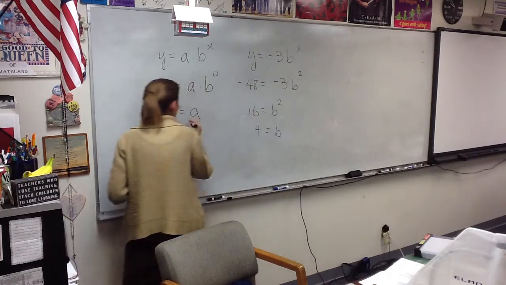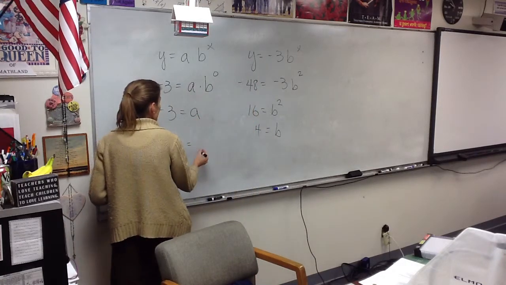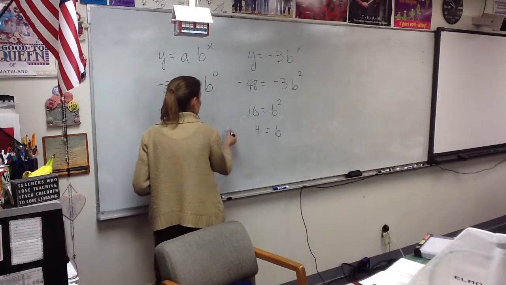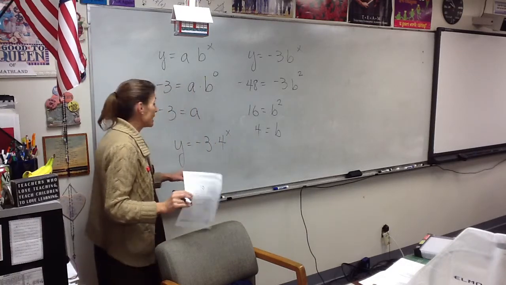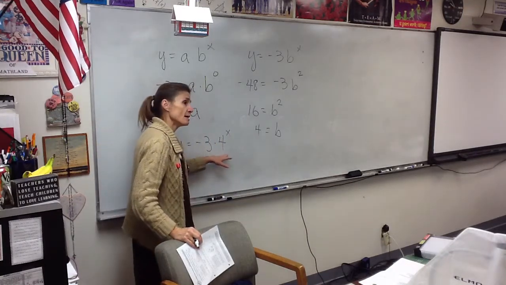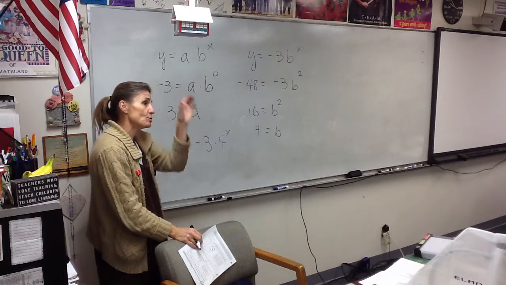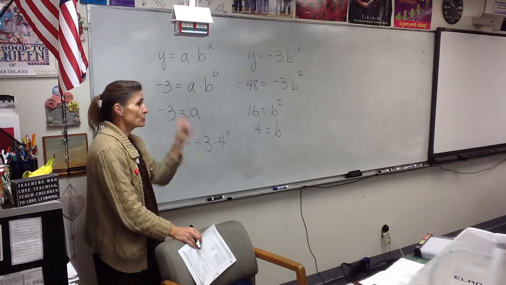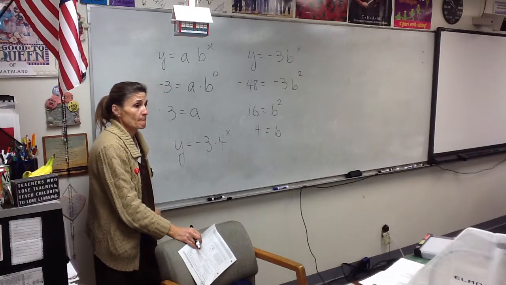So now I have my a and my b. I can write my equation y equals negative 3 times 4 to the x. And we do not combine the negative 3 and the 4. We leave them as 2 separate numbers.